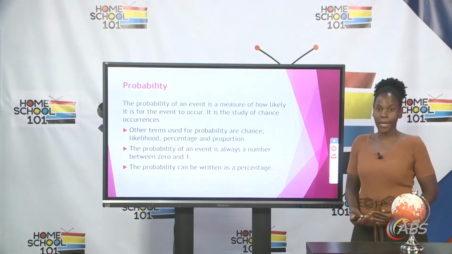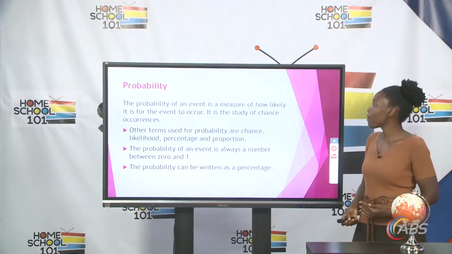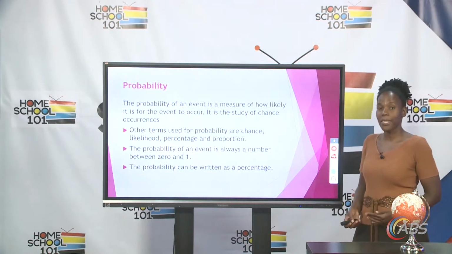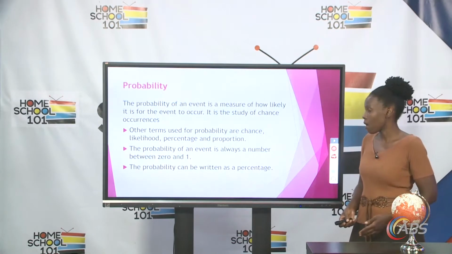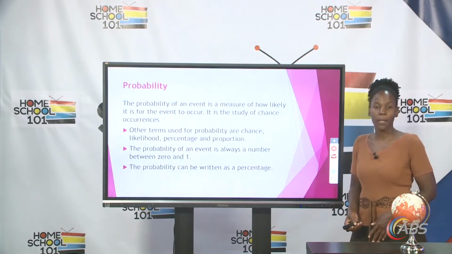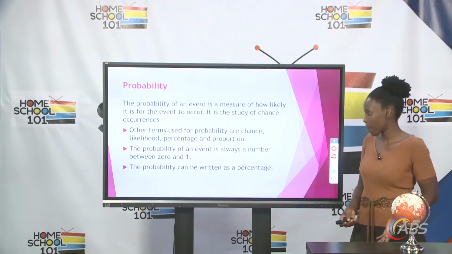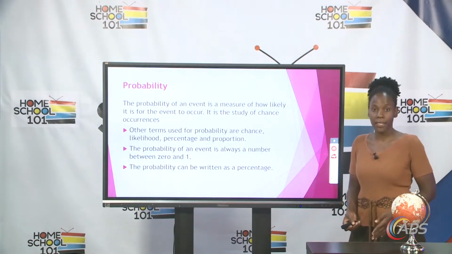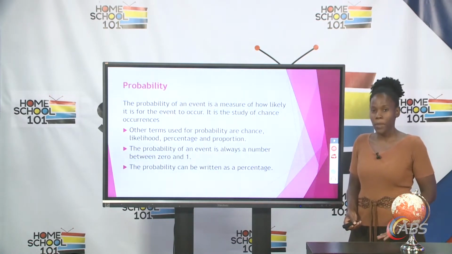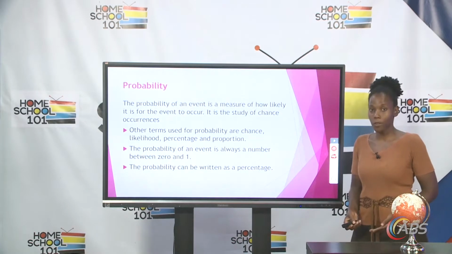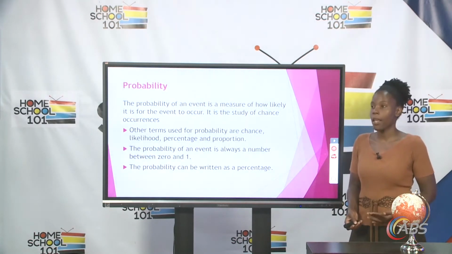Now, what exactly is probability? The probability of an event is the measure of how likely the event is to occur. It is a study of chance occurrences. Other terms that we may use for probability include likelihood, chance, percentage, proportion. And the probability of an event is normally a number. It's always a number between 0 and 1. And because we can sometimes refer to probability as percentages, the probability can be stated as a percent.